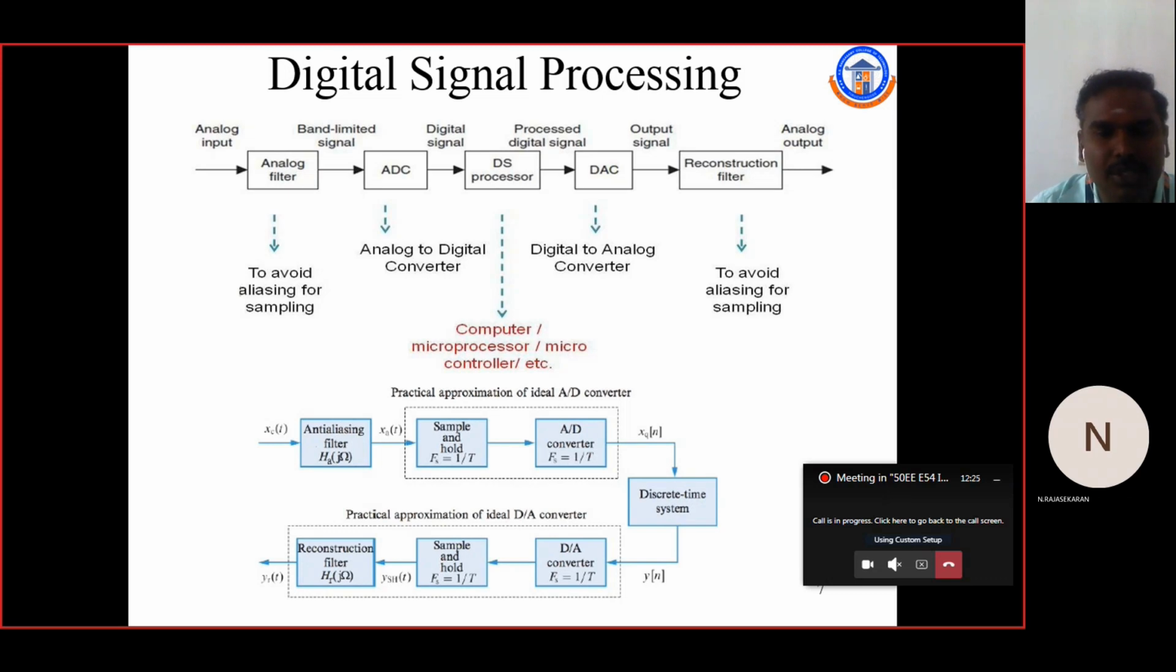The same sequence is reversed again: D to A converter, sampling frequency, then sample and hold circuit, then the reconstruction filter, then the corresponding y of t will be the output part.